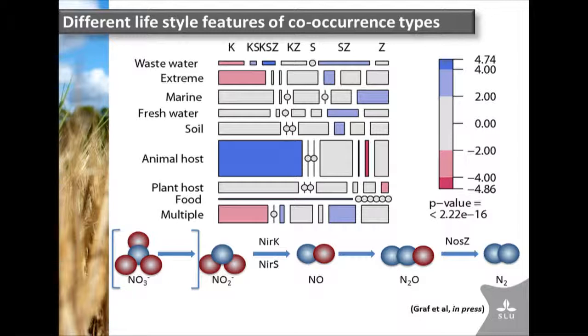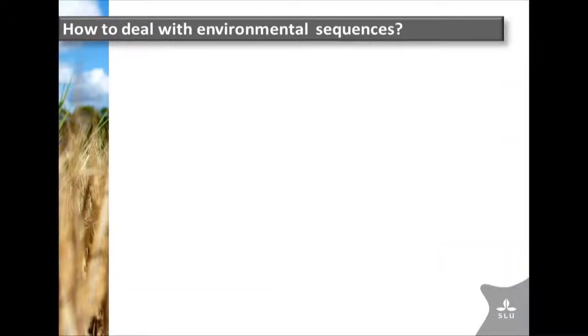But then we know that, of course, there's a bias. These are genomes that have been sequenced for some reason, and they might not be very representative of what we find in the environment. So how do we deal with the environmental sequences? Well, first of all, the information that we have from the genomes, we think that's relevant to have in the back of your head when interpreting your data.